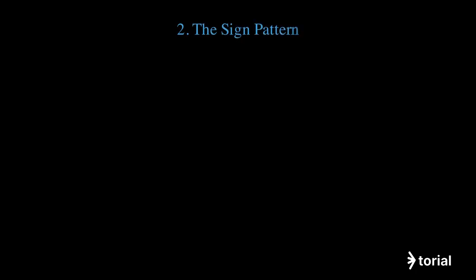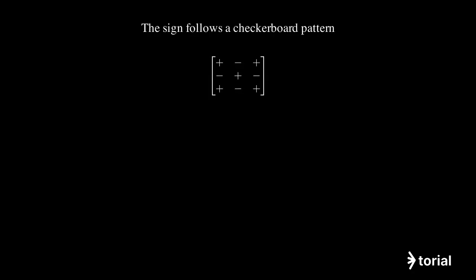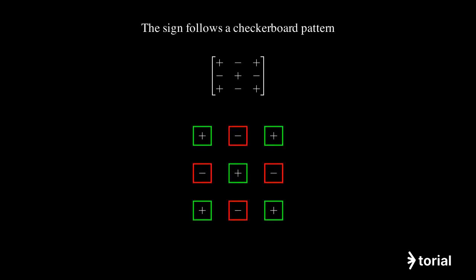Understanding the sign pattern is crucial for finding cofactors. The signs of cofactors follow a checkerboard pattern across the matrix. This pattern shows positive in the top left corner, then alternates like a checkerboard. Green squares represent positive signs, and red squares represent negative signs in the cofactor pattern.